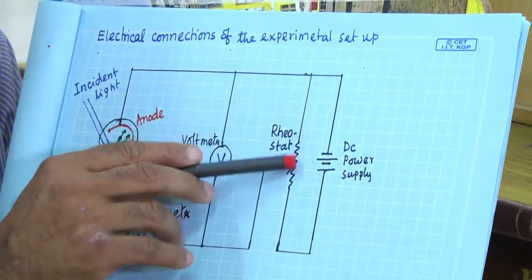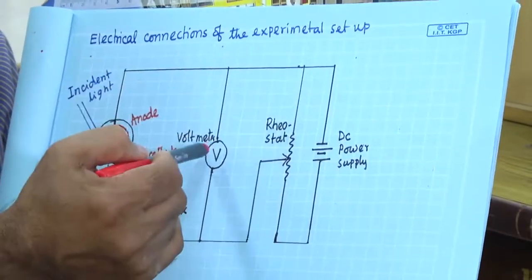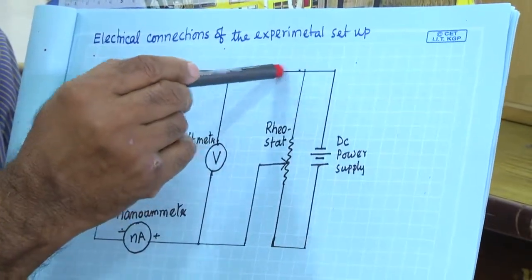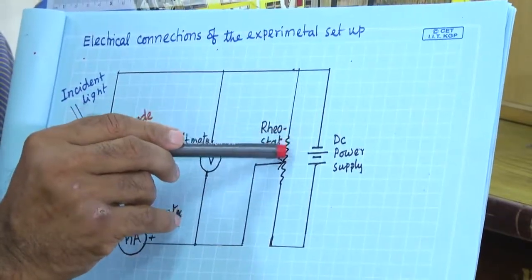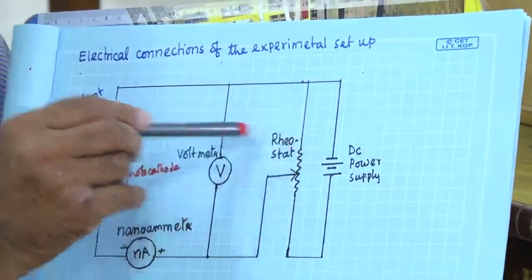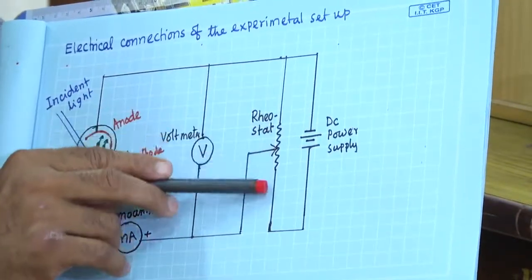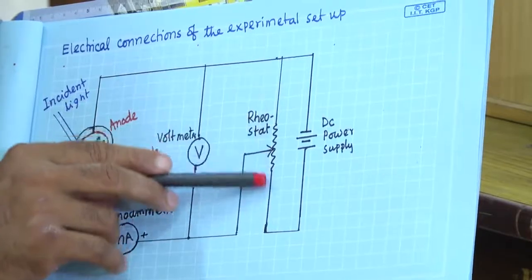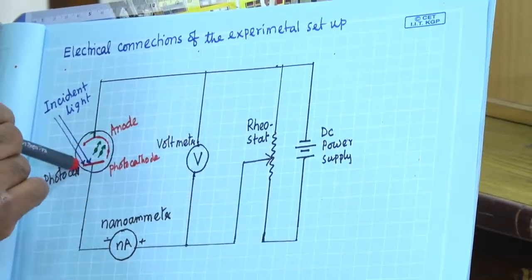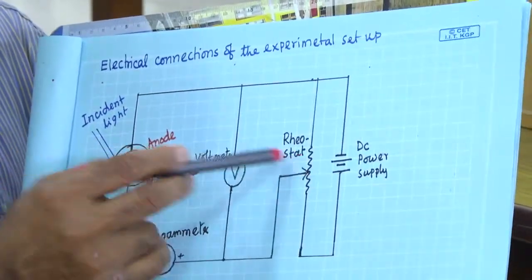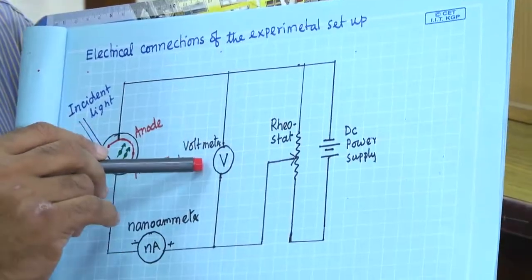So, we will vary the resistance, so then voltage, this end and this end. The voltage drop across this part of the resistance will give the voltage. By changing the resistance here, moving this rheostat knob, we can vary the voltage. How much voltage we are applying, we will get from the voltmeter.